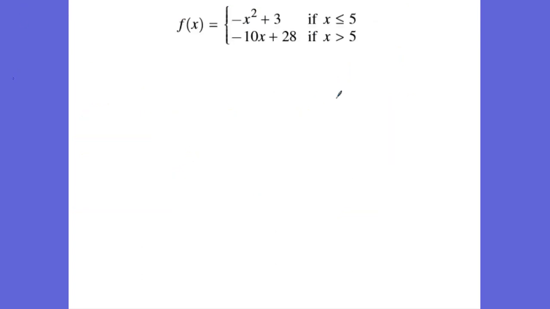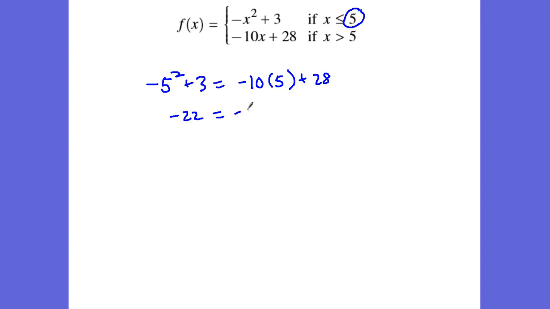In this problem, we have one function. We're not trying to make these continuous; we're trying to see if this is continuous or not. So what are we going to do? We're going to plug in this 5 point for x. So we have negative 5 squared plus 3, and on the next one, negative 10 times 5 plus 28. Let's do a little bit of math here. 5 squared is 25, so we have negative 25 plus 3, which is negative 22. We have negative 10 times 5, that's negative 50, plus 28, that's negative 22.